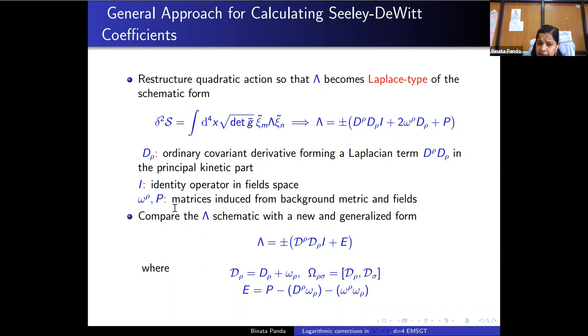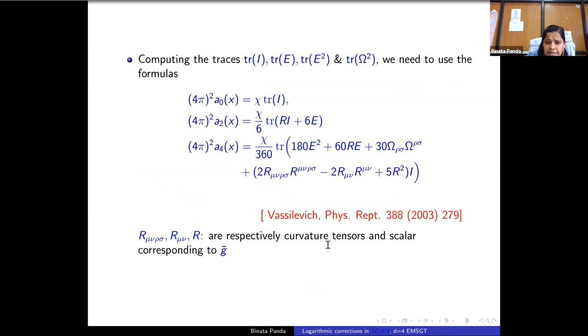Then ω_ρ and P are matrices induced from the background metric and fields. We compare this action to a new generalized form so that we can calculate these coefficients easily. The new form to apply the heat kernel method is with a new covariant derivative, written as ∇_ρ plus ω_ρ. ω_ρ is the connection, and capital Ω_ρσ gives the curvature of this covariant derivative. Once you compare Λ in this form, you can identify the matrices E and Ω, and then you follow Vassilevich's manual.